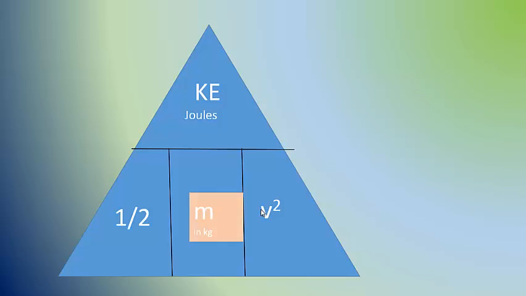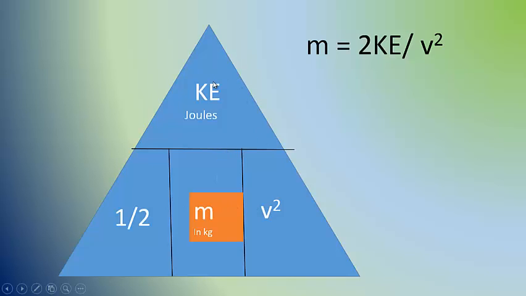Now, if we were solving for our mass, it gets a little bit more tricky, but again, not too difficult. Our formula would be mass equals 2 times KE divided by our velocity squared. This comes from when we divide KE by our velocity squared, and when we divide by 1/2, we're really multiplying by 2. So that's where we get the 2KE. So that's how we get our mass formula if we're solving for mass.